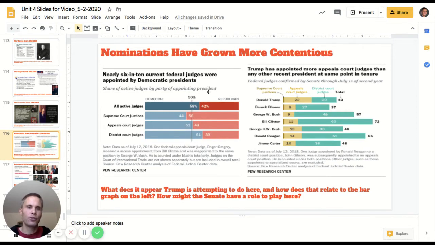What I want you to pay attention to is these 2 headlines here. Nearly 6 in 10 current federal judges were appointed by Democratic presidents. Then it says here to the right, Trump has appointed more appeals court judges than any other recent president at the same point in his tenure. Why I think that's so important is that you see presidents trying to wield their influence over the courts through their nominations. And ultimately that swings them further to the left when Democratic presidents are making more of those nominations, or further to the right when more Republican presidents are making those nominations.